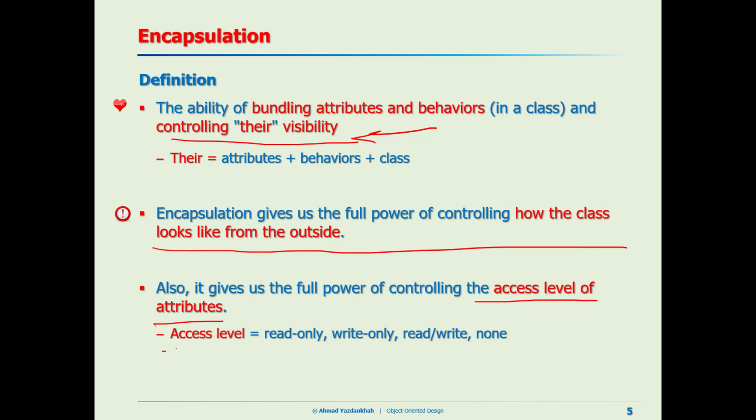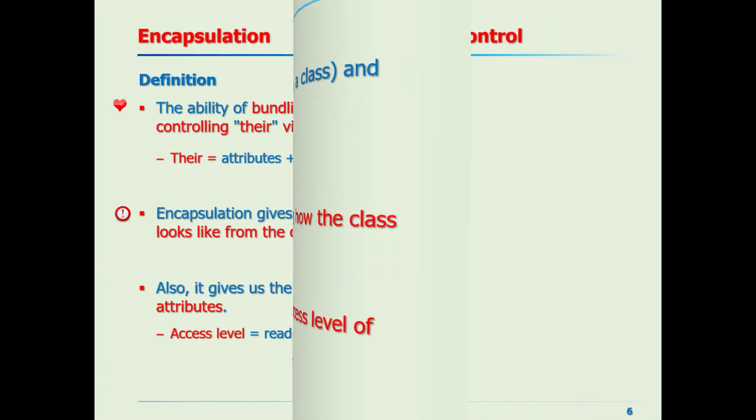But to summarize, when we talk about access level, we are talking about attributes. We can make the attributes read only, write only, read write, or even none. In the last case, we just hide the attributes, right? So let's see how we can do that.